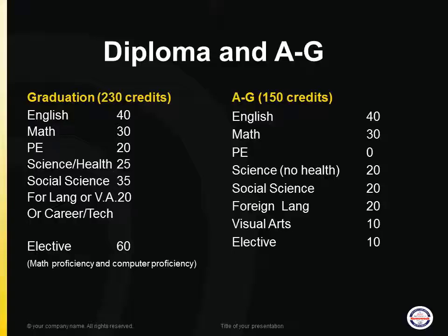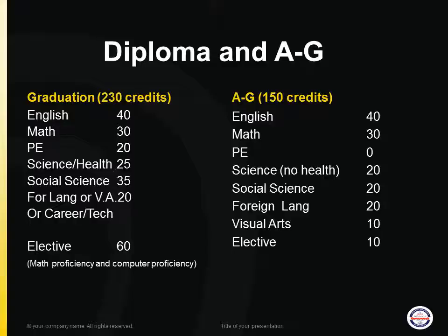As you can see on the left, to graduate from Camarillo High School, you can take any combination of just 20 credits of either a foreign language, visual art, or career technical class. While over on the A through G side, they're separated. You do not need a career tech class, however you do need at least 2 years of a foreign language, at least 1 year of a visual art, and only 1 year of elective, while to graduate you need 60 credits of electives.